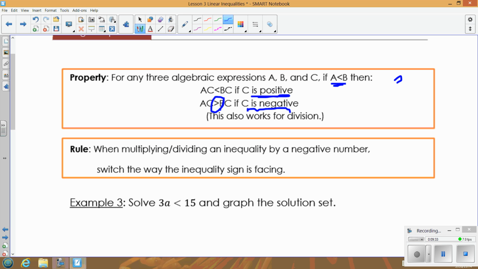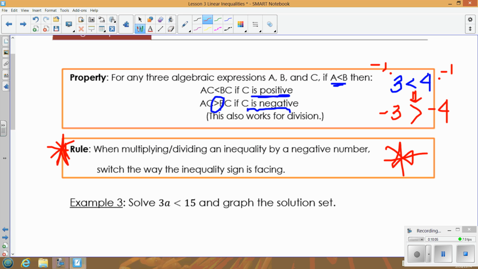If you start with 3, which is less than 4, and I multiply both sides by -1, I'm going to get -3 and -4 here. But isn't it true that -3 is bigger than -4? It's less negative. So notice how the sign would have to switch in order to make that statement true. This is a property, and it's just a rule that you need to remember. This is a really important rule for you to remember.